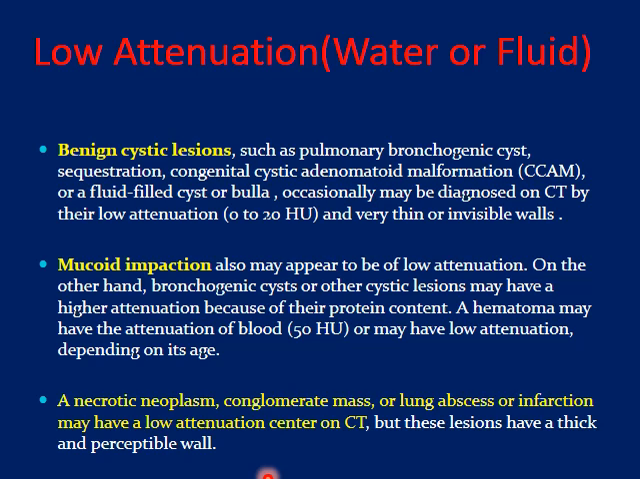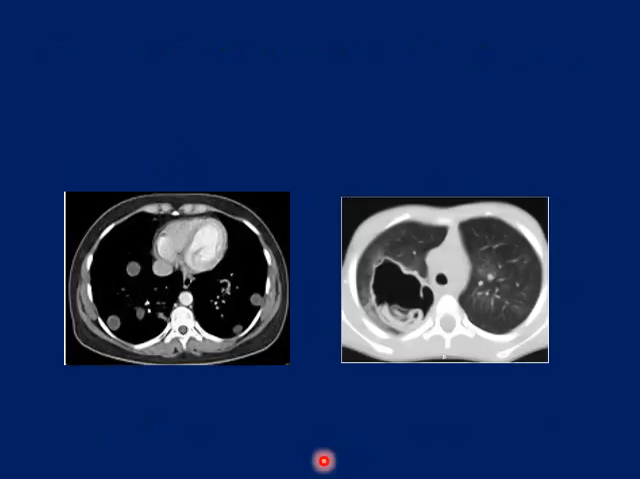Lastly, a necrotic tumor or a fibrotic mass or lung abscess or infarction may have a low attenuation center on CT, but these lesions have thick and perceptible walls. This is an example of hydatid cyst. It contains fluid as you see, and sometimes there is collapse of the internal layers, giving this water lily appearance, characteristic of hydatid cyst. This is an example of lung fluid contents.